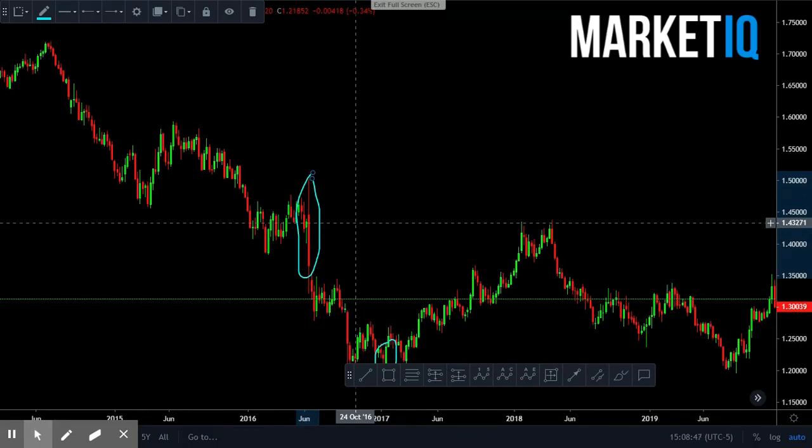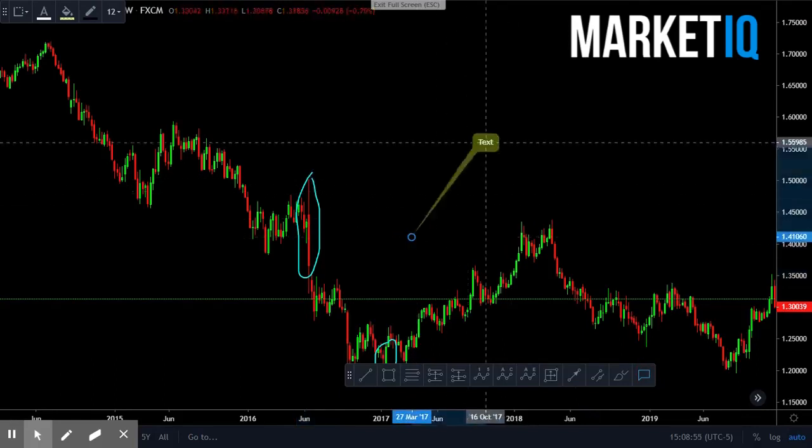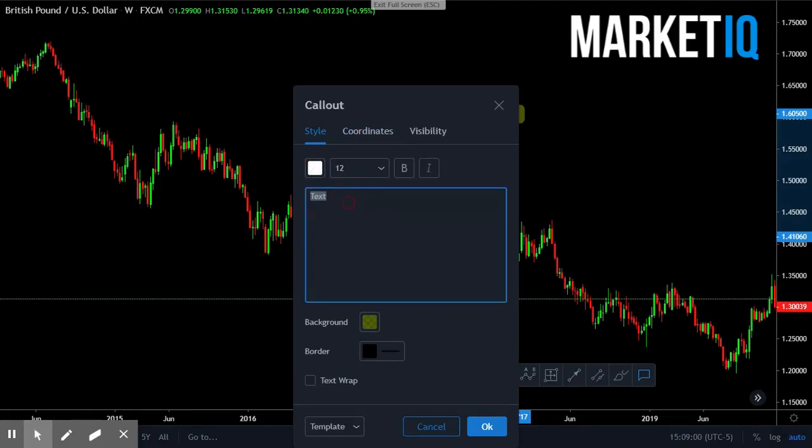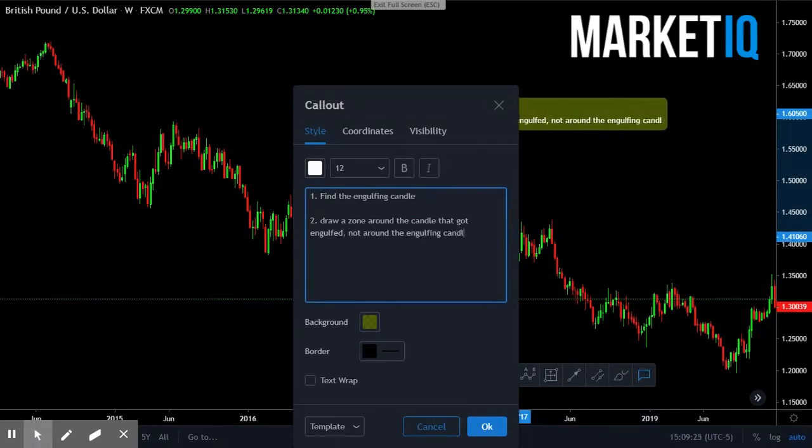So we find the engulfing candle, and then we find the candle that got engulfed, okay? So here's what it's going to look like. Step one, find the engulfing candle. And step two is to draw a zone around the candle that got engulfed, not around the engulfing candle. Okay?